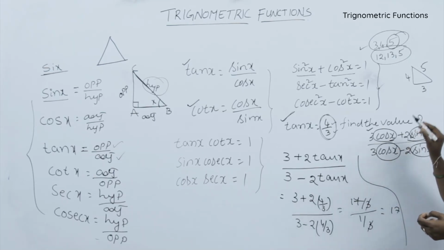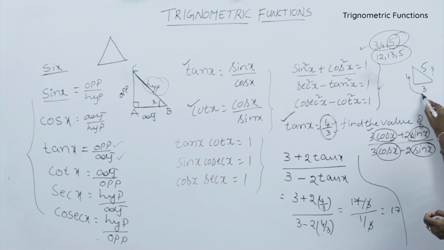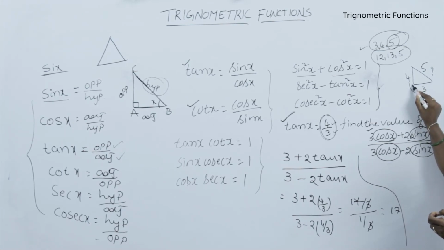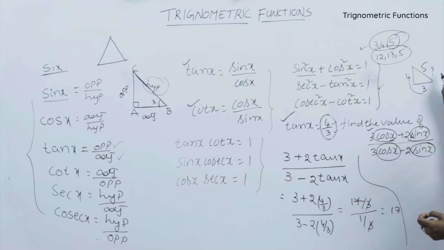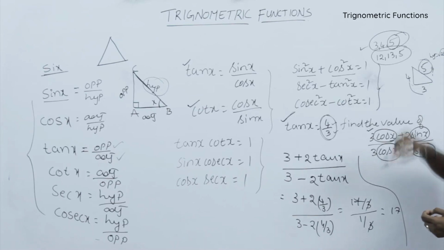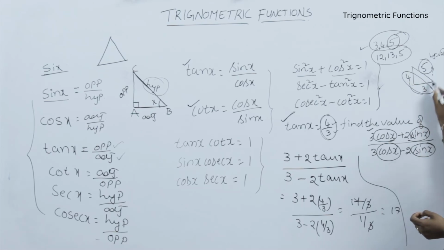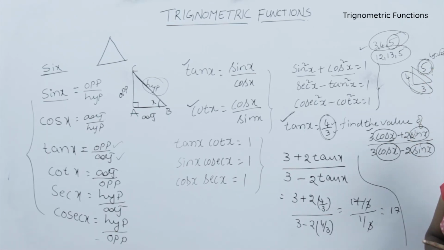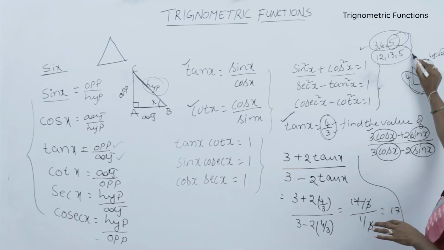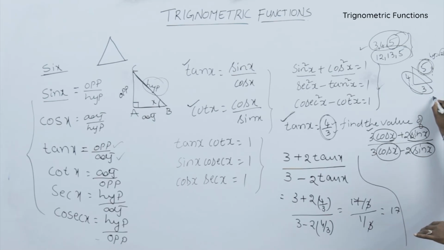So you know the Pythagoras theorem: hypotenuse square equals adjacent square plus opposite square. 4 square is 16, plus 3 square is 9. 16 plus 9 is 25. You need the hypotenuse, so hypotenuse is equal to root 25, which means 5. So this is the way: if you know two sides, you can find the third side by using the Pythagoras theorem. If they had given these two directly, you would use them without doing this simple calculation.